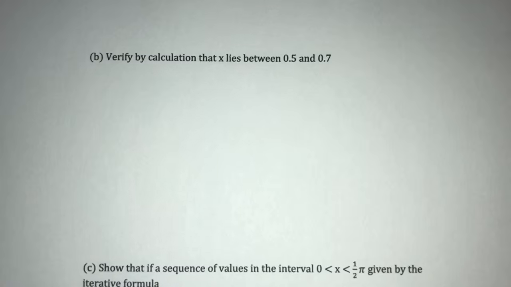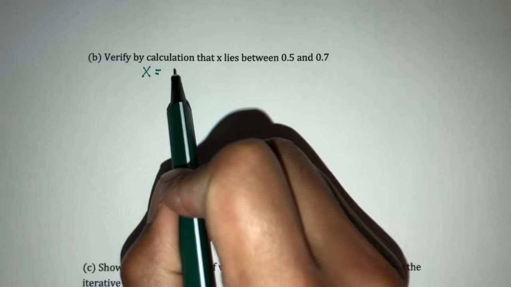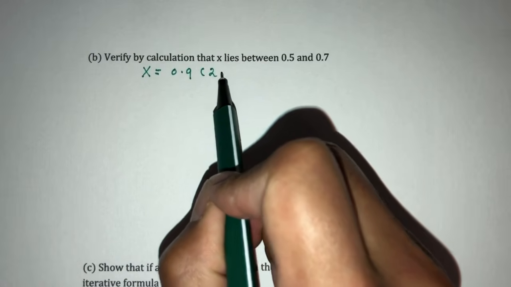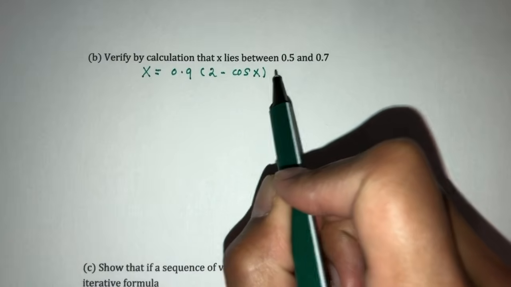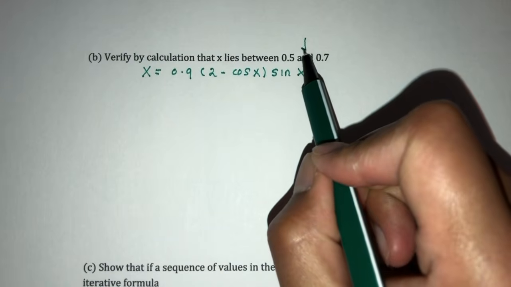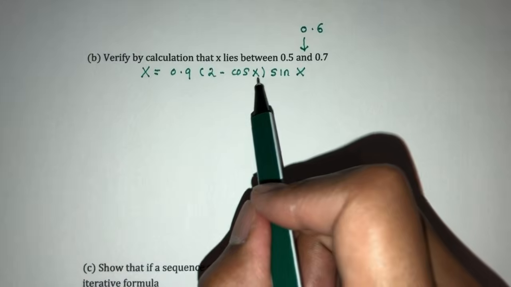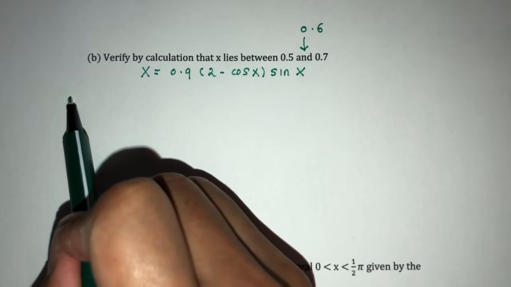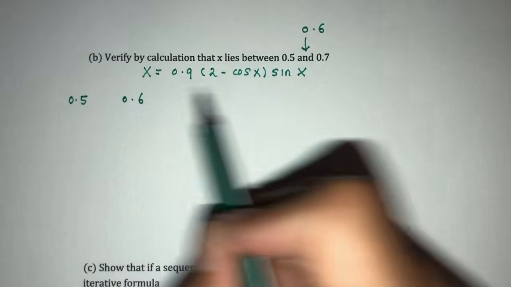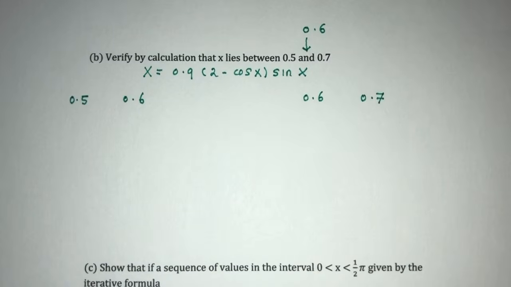Now let's move on to part B of the question. As we can see, we already have x is equal to 0.9 times 2 minus cos x sin x. Now we have to verify by calculation that x lies between those two values. Exactly between what values do we have? We have the value of 0.6. So let's find the value of this when x is 0.5 and compared with 0.6, and 0.6 compared with 0.7, to see if the sign changes.